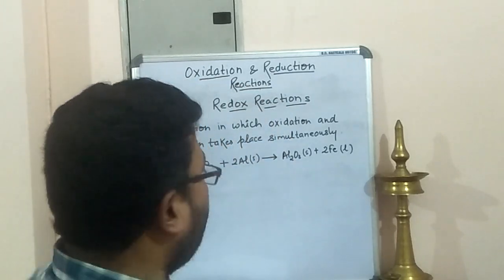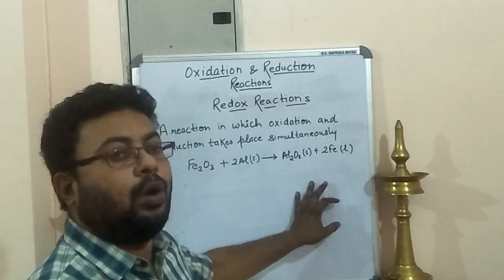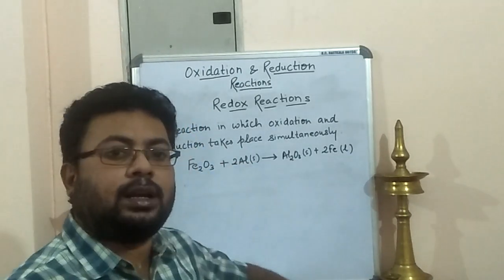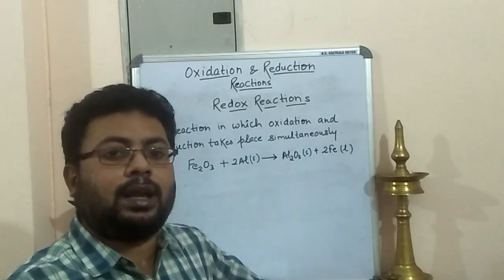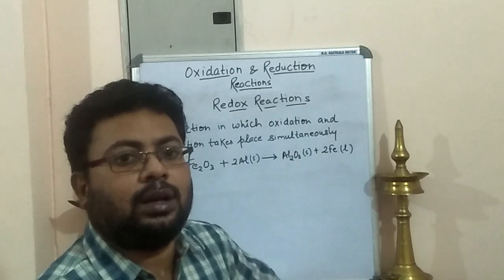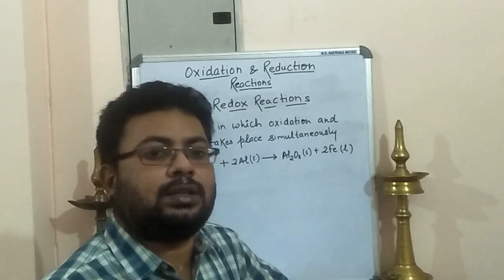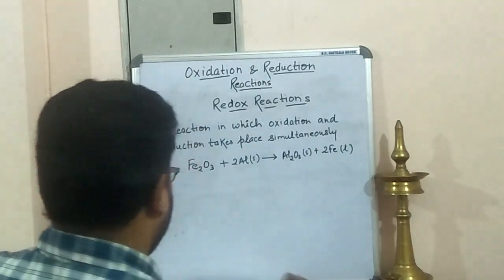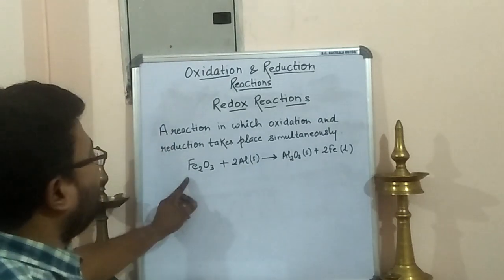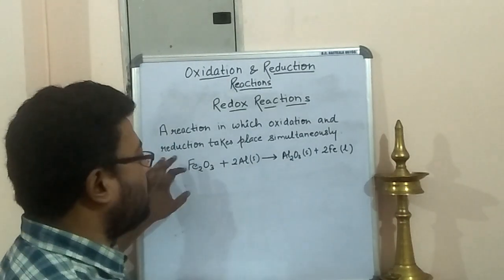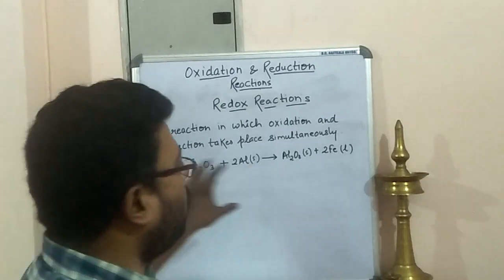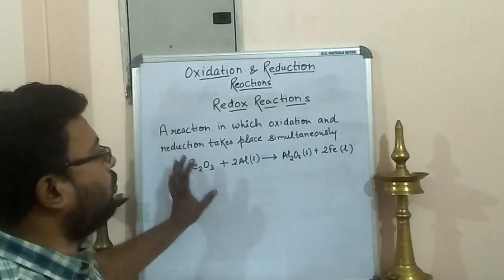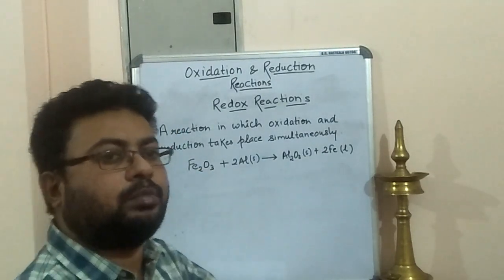Now here I am going to give you an example of a reaction where one of the reactants is getting oxidized and the other reactant is getting reduced. That means in the same reaction, oxidation and reduction both are taking place simultaneously. Such types of reactions are called redox reactions. So let us take this example. Iron oxide reacts with aluminium powder. This is an example of the thermite reaction. I am not going into the reaction because you will be studying it later on, but here I am just going to focus on what is being oxidized and what is being reduced.